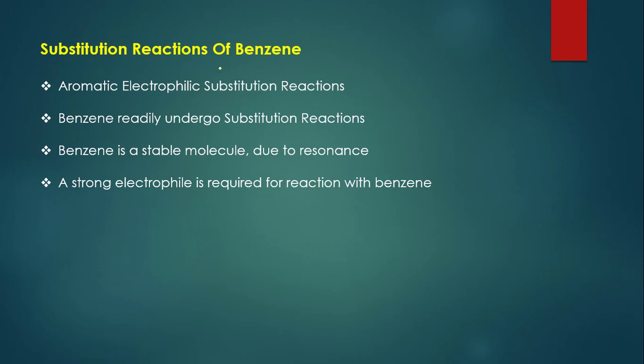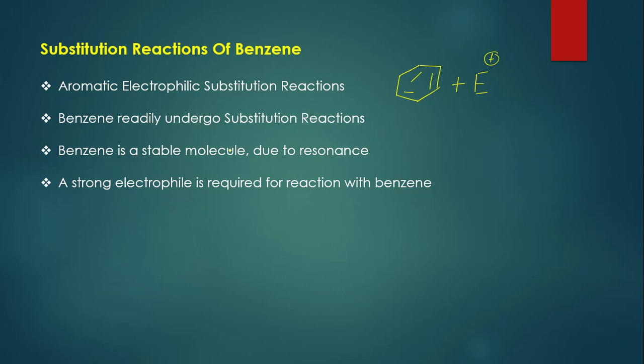So these are the substitution reactions of benzene. We also call them aromatic electrophilic substitution reactions. Actually, benzene has pi electrons, pi bonds, and because of these pi bonds, the electron density of benzene is higher. So benzene will act as a nucleophile, and for the reaction of benzene we need some electrophile. Benzene readily undergoes substitution reactions.